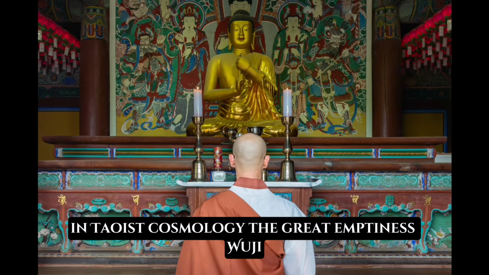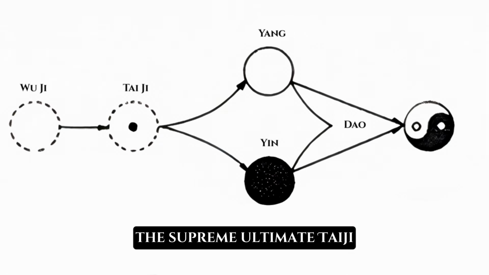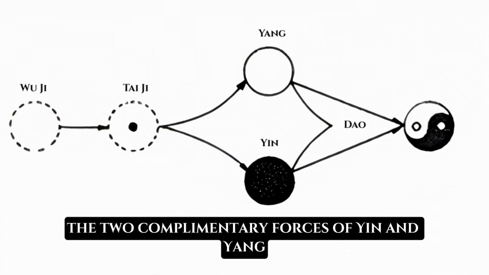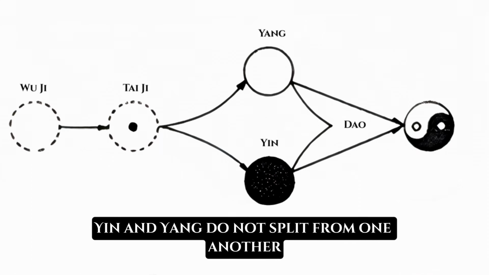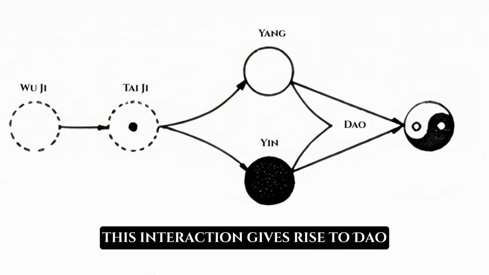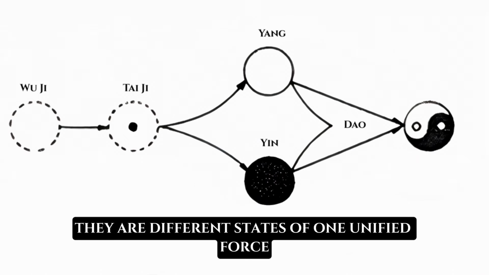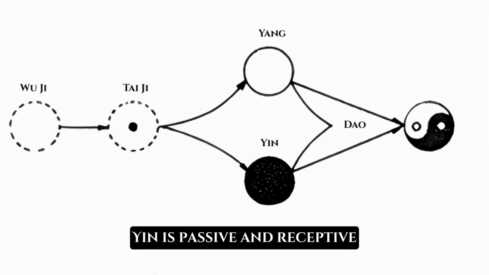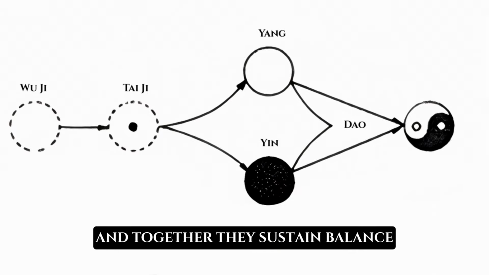In Taoist cosmology, the great emptiness, Wu Ji, gives birth to the first defined state, Tai Ji, the supreme ultimate. Tai Ji contains within itself the two complementary forces of yin and yang. Here, it is crucial to understand: yin and yang do not split from one another. They coexist as two aspects of one whole. When they begin to interact, this interaction gives rise to Tao, the path. Yin and yang are not enemies. They are different states of one unified force. Yin is passive and receptive, yang is active and expressive, and together they sustain balance.